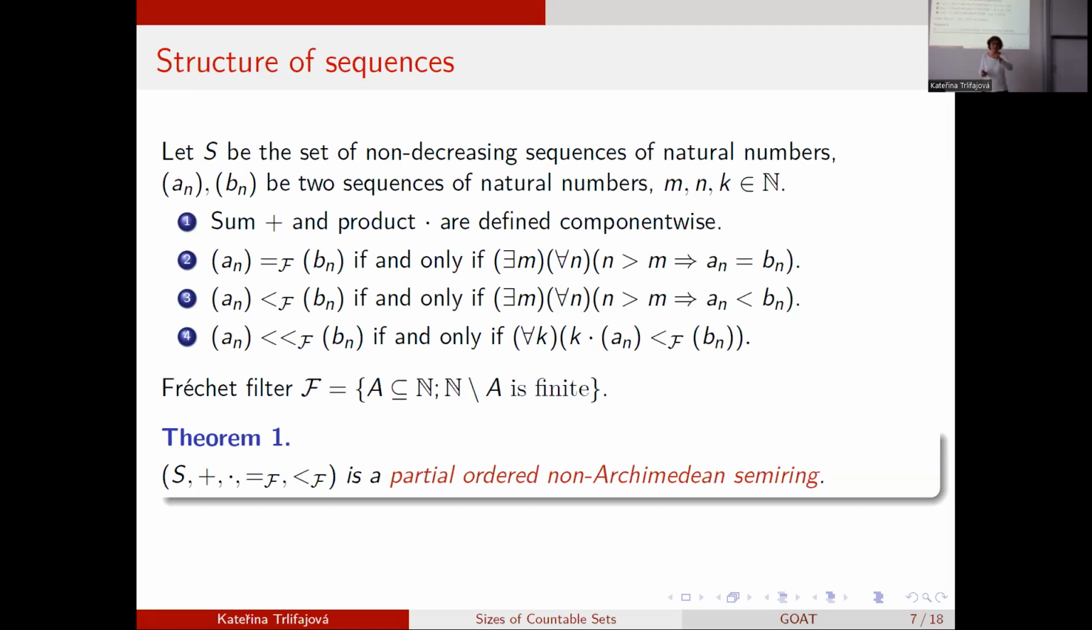For instance, if I take a constant sequence, it's infinitely less than the sequence 1, 2, 3, 4, 5, 6, 7, 8. Because always when I take a multiple of a constant sequence, it is less than that sequence of natural numbers. So this is a partially ordered non-Archimedean semiring, and it is quite a meaningful structure, which can be used as an interpretation of Bolzano's series. And we shall work with this structure.